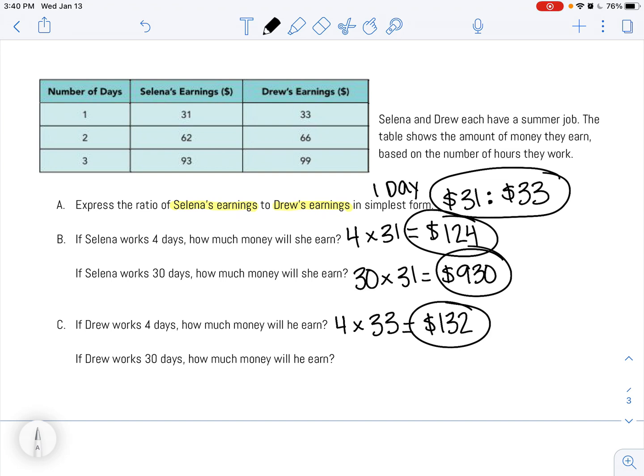Last problem we're looking at now, if Drew works 30 days, how much money will he earn? We're going to take 30 days times the amount he earns per day, just 33, to get a total of $990.